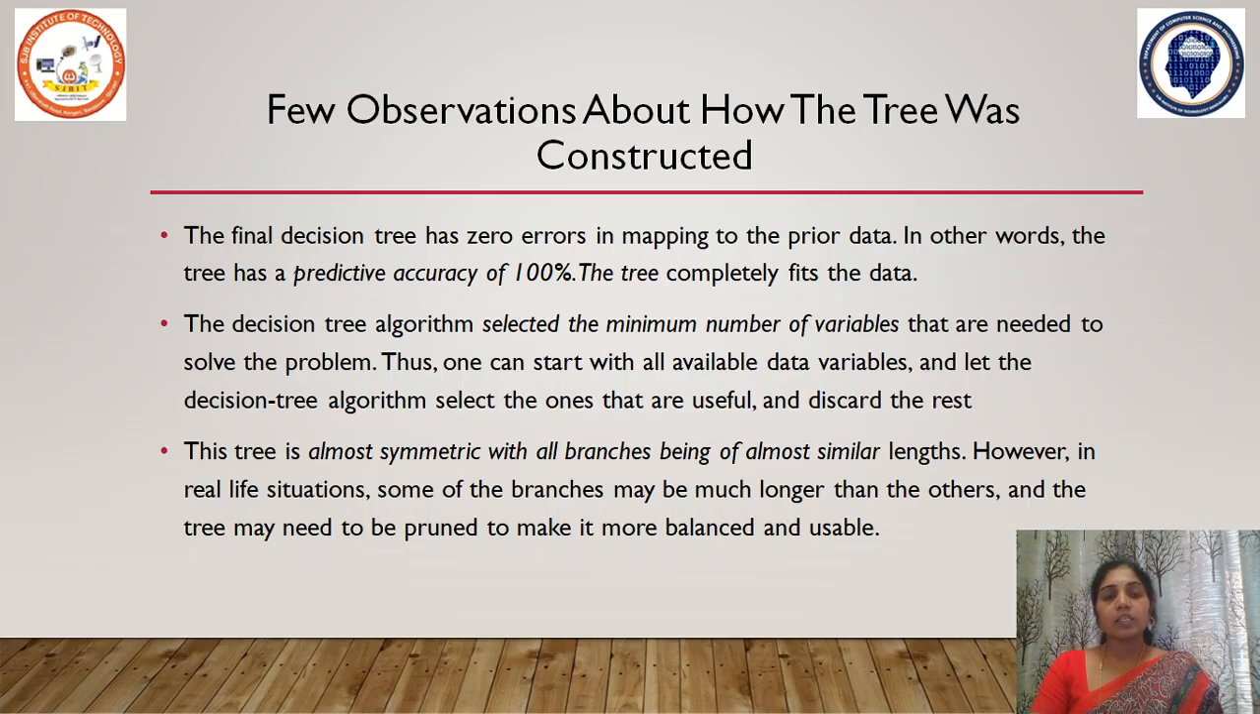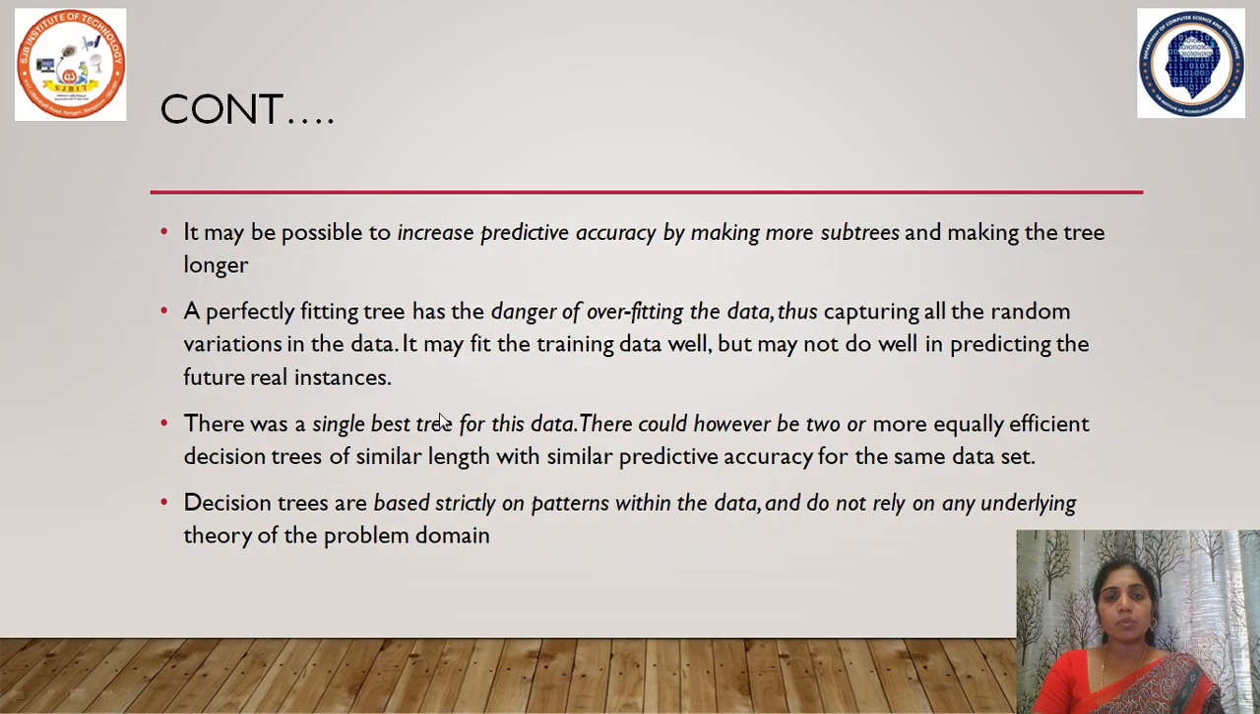Then, there was a single best tree for this data. There could, however, be two or more equally efficient decision trees of similar length, with similar predictive accuracy for the same data sets. Decision trees are based strictly on the patterns within the data and do not rely on any underlying theory of the problem domain. So we get the answer yes.